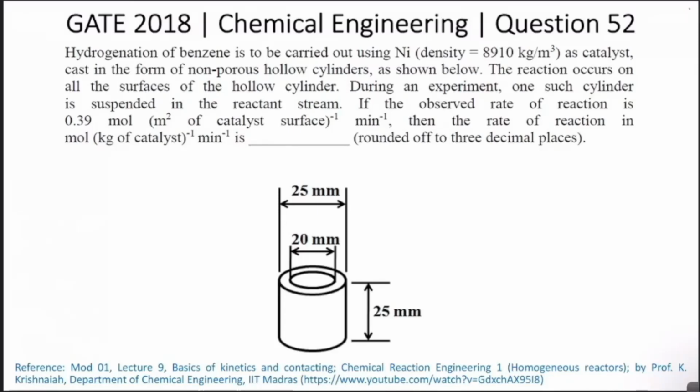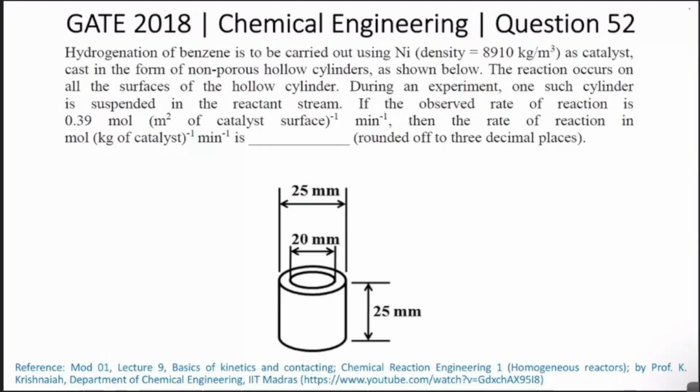So here in this question, they are trying to carry out a reaction using a catalyst by dipping this catalyst into the reaction stream. This catalyst is in the form of a hollow cylinder with the dimensions as given here. They have also said that the reaction happens on all the surfaces of the hollow cylinder, and the observed reaction rate is given as 0.39 mole per meter square of catalyst surface per minute.